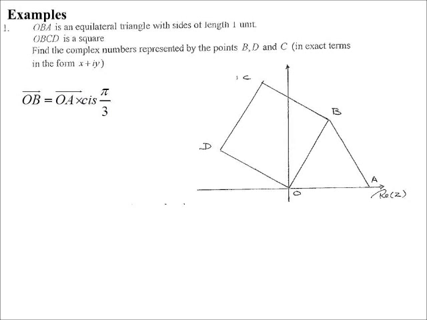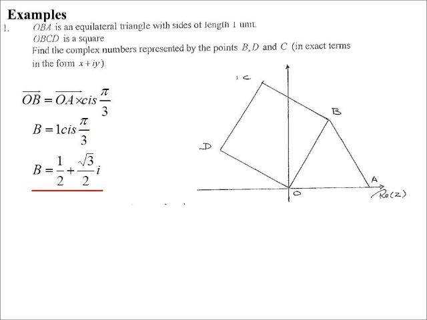Okay, let's substitute everything in then. Again, it's joined to O, which makes it nice. So OB is the same as B. OA, well, that's just 1. And cis pi on 3. So B must be the point cis pi on 3. They want it in the form x plus iy. So the cosine of pi on 3 is a half. The sine of pi on 3 is root 3 on 2. So there's B.